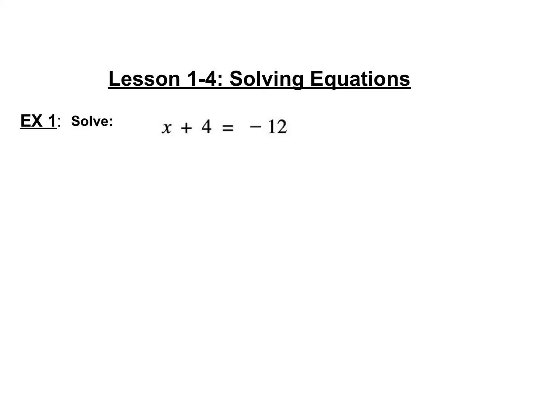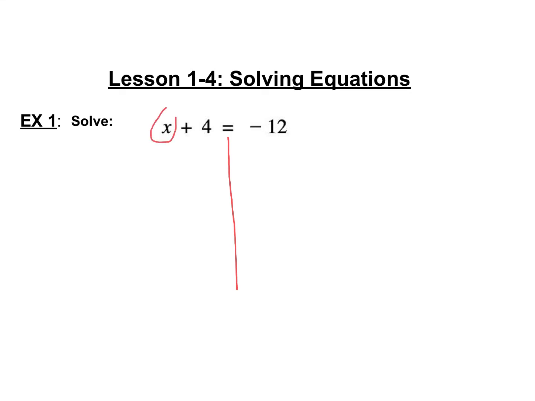So today we're going to look at lesson 1-4, solving equations, and we're going to start out simple. I'm just doing a few problems because this is a review from Algebra 1-2. And so in this particular example, we have x plus 4 equals negative 12. So there's your left and right side.